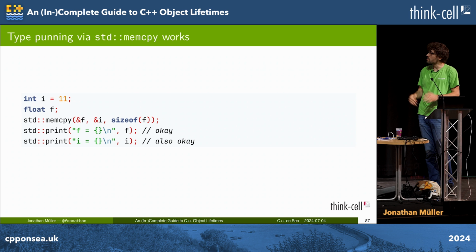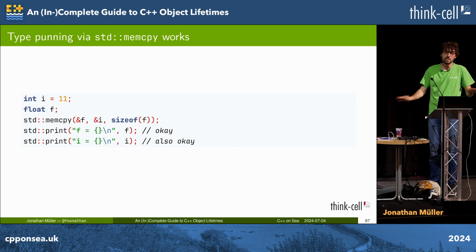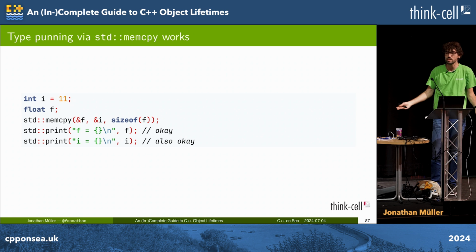We can also do type punning by memcpy, and here the idea is that this doesn't mess with objects at all, right? We have an int object, we have a float object, we just copy the byte representation. And this doesn't change the lifetime of anything, so we still have an int, we still have a float, we can use both. They just have the same bitwise values.